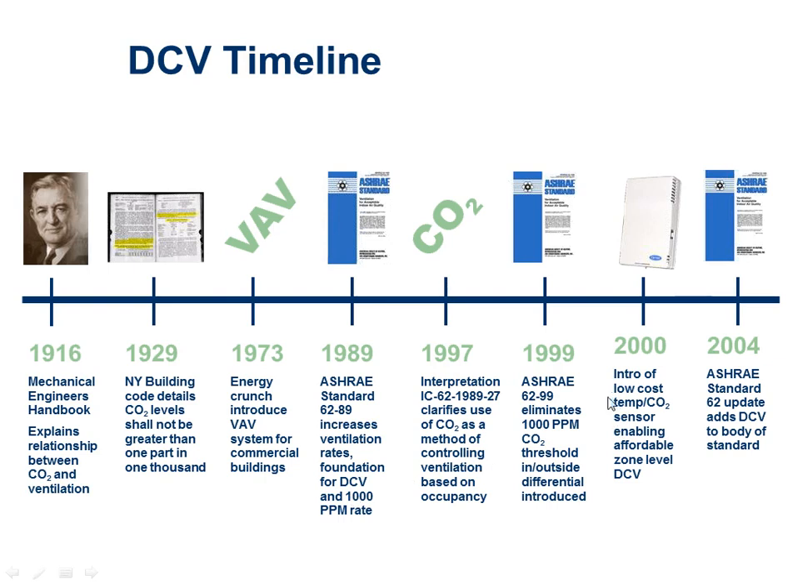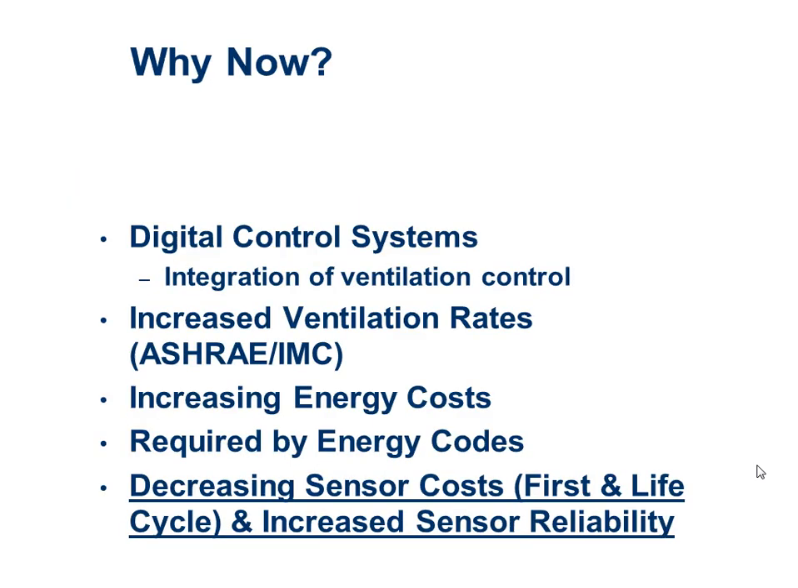And then in the mid-90s, or late 90s, we started getting it actually written that CO2 can be used to actively control it. And 2004 is when everything kind of solidified, and Standard 62 had all the correct language. 2006 had the mechanical code language. So for the past 6-7 years, it's been pretty well cut and defined on how you can use this stuff.